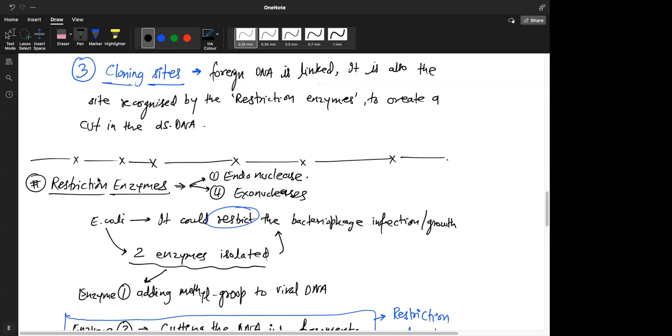So the restriction enzyme is the protein molecule that creates that cut. There can be different types of restriction enzymes: exonucleases and endonucleases. The ones that create the cut are called nucleases. If they create the cut anywhere in the DNA, they are called endonucleases. But if they degrade the DNA from the sides, that's called exonucleases. Correct?